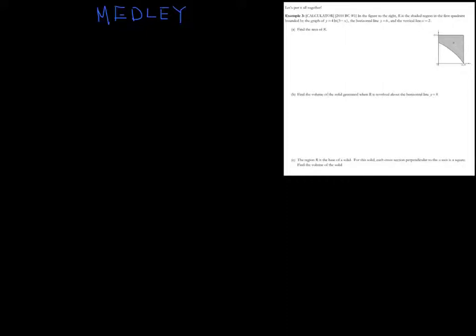Area is always going to be part A. Part B is going to be either volume by cross-sectional or volume by rotation. And then C is going to be, once again, either volume by cross-section or volume by rotational. And they always ask these three parts. So part A, this is a calculator problem.